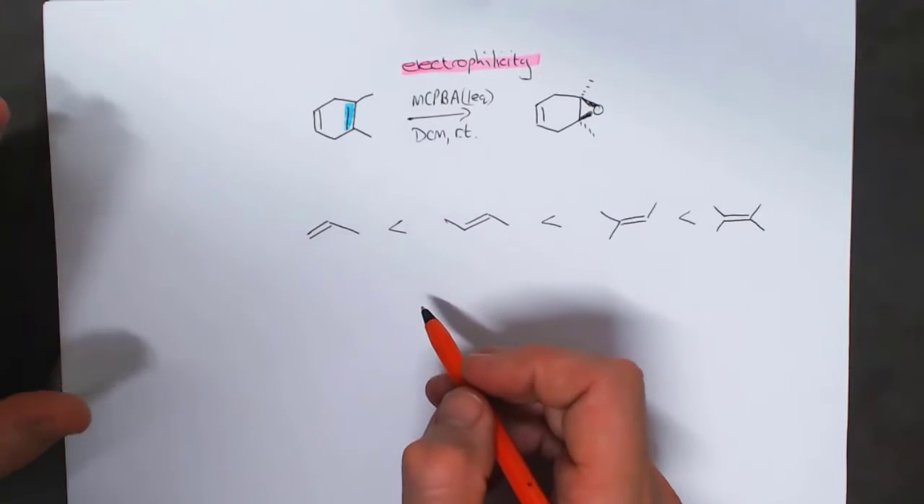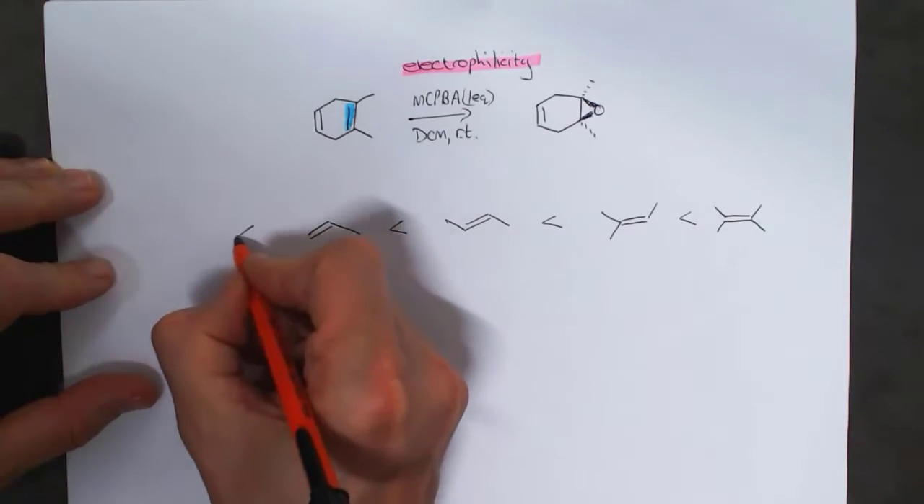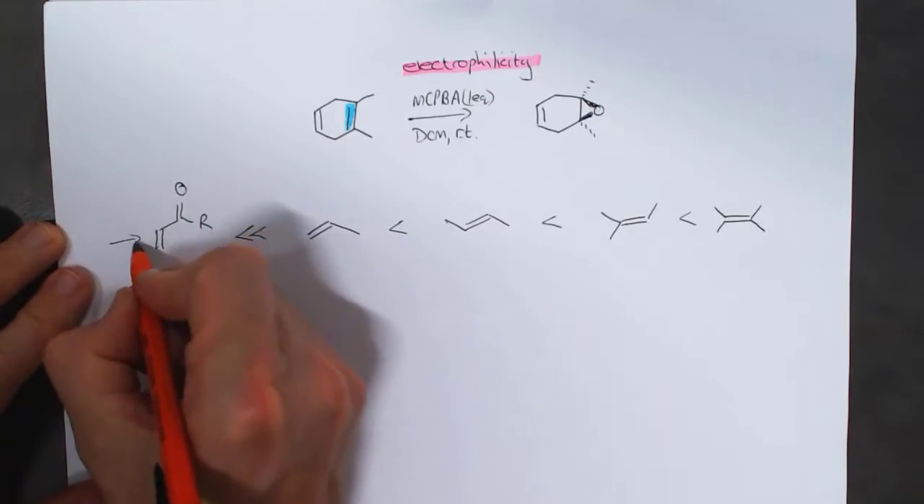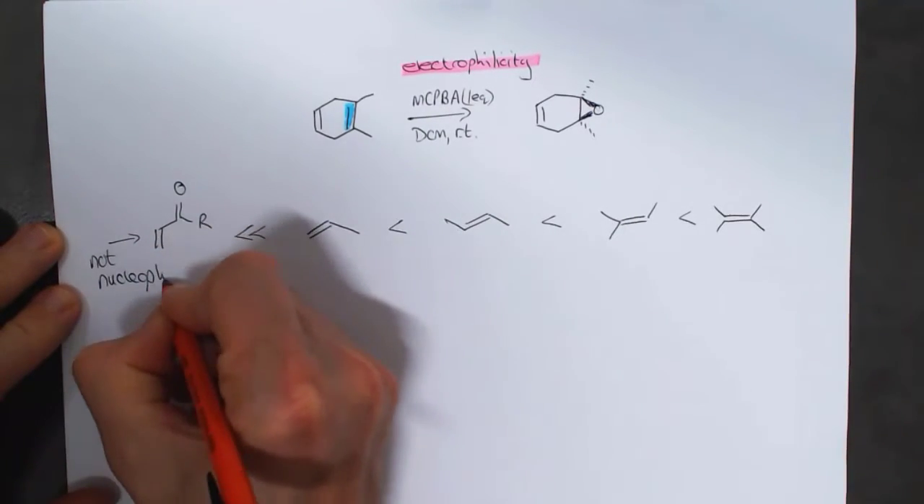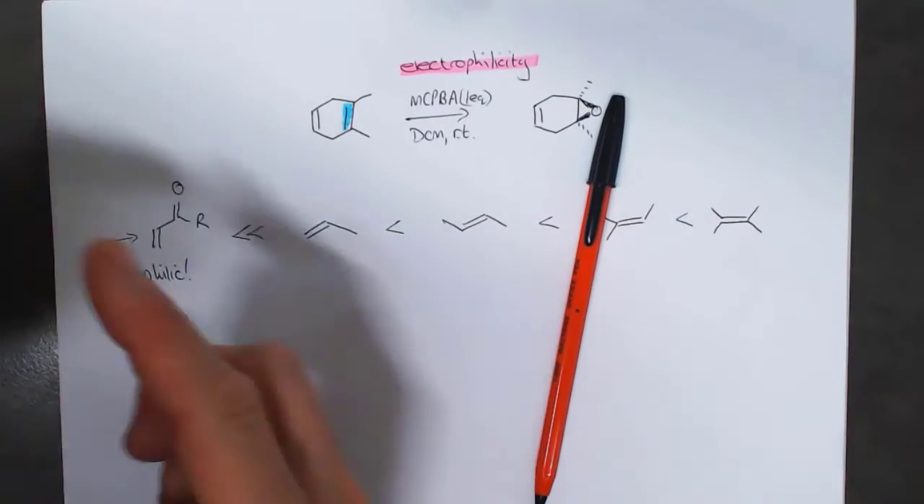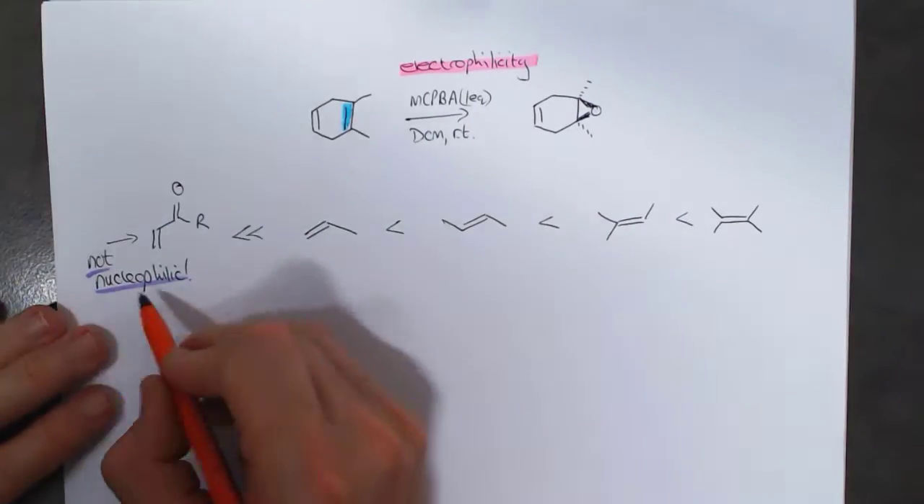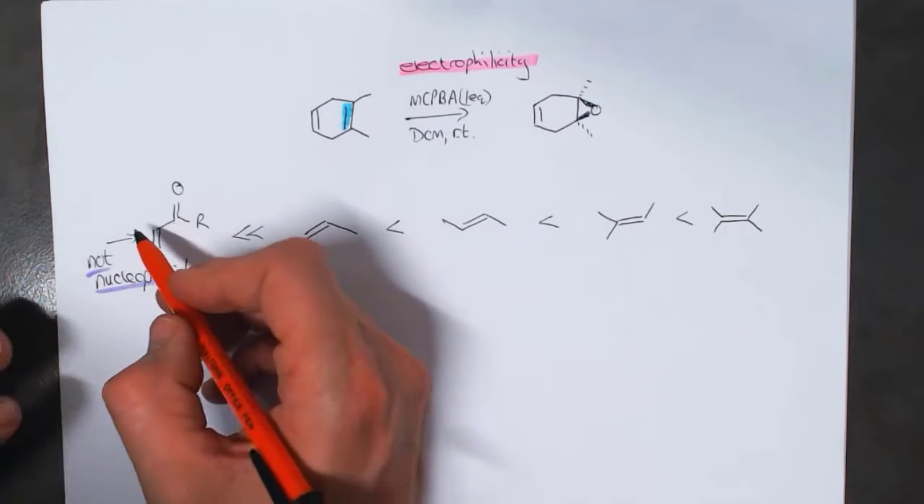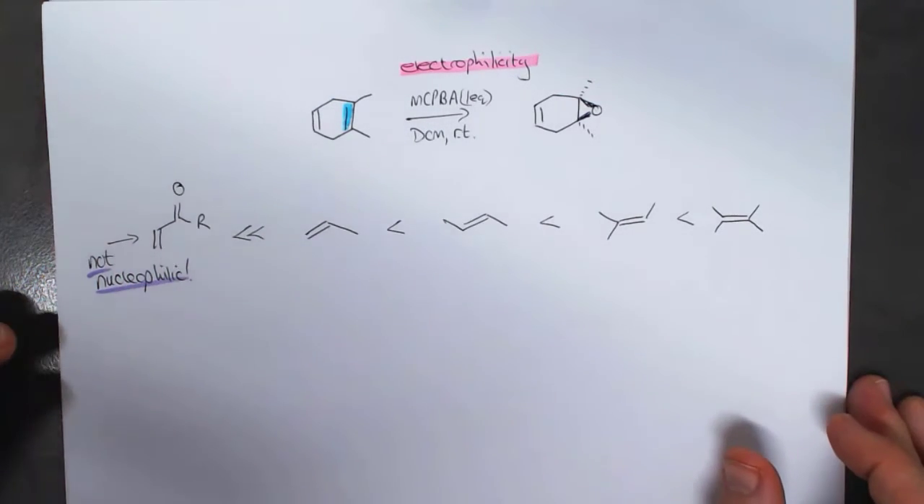But also consequently, anything that takes electron density away from an alkene, for instance, a carbonyl, something that looks like this over here, this alkene over here is not nucleophilic. In fact, to put an epoxide over here, we use some different chemistry, which I'm not going to discuss right now.